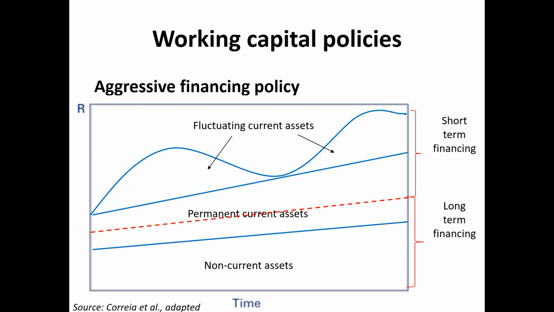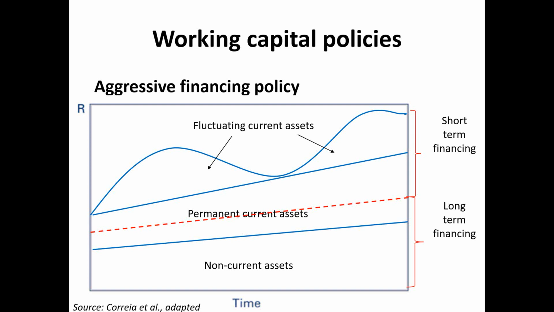The more aggressive our financing policy, the more of our permanent current assets and our non-current assets will be financed out of the short-term financing. The problem with an aggressive financing policy is that our company becomes less liquid and has a higher liquidity risk. So we may not be able to pay our short-term finance when it falls due. Also, we may encounter stockouts if we run out of inventory. The benefit, however, is that we should be generating a higher return.